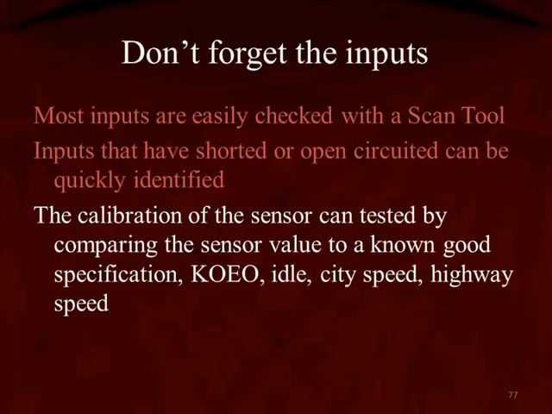So don't forget to test the calibration of sensors with the key on, engine off, and then of course at idle, city speeds somewhere around 35 miles an hour, and highway speeds somewhere around 55 miles an hour. Testing computer inputs hasn't changed just because we're with a GDI injection system.